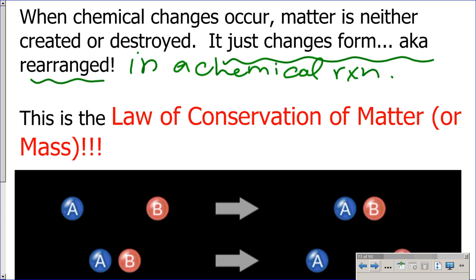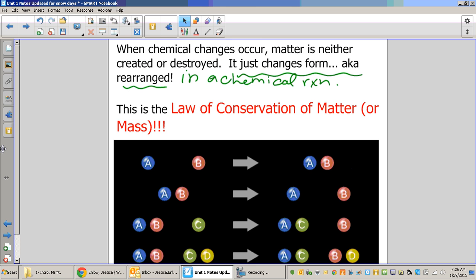Now, the law of conservation of mass is usually referring to a chemical reaction. That's why I want to make sure that we understand it's a chemical reaction. So that underlined part is really the only important part here that you've never seen before. Do not write down every word, or we will be here bored to tears.